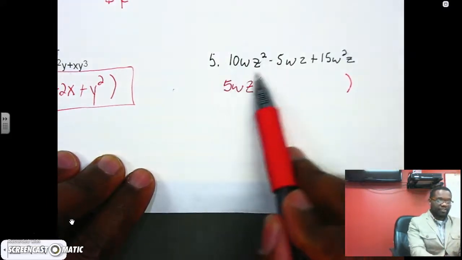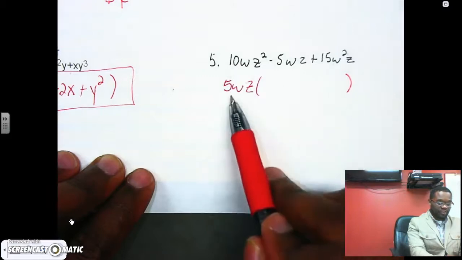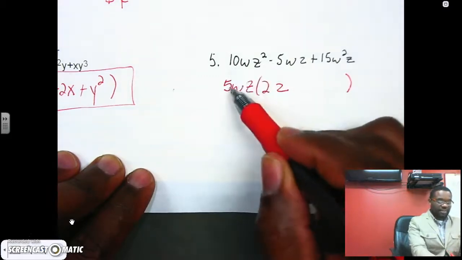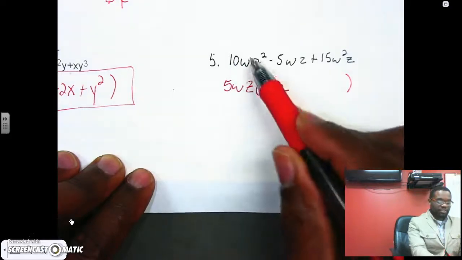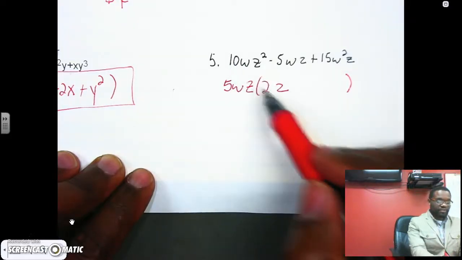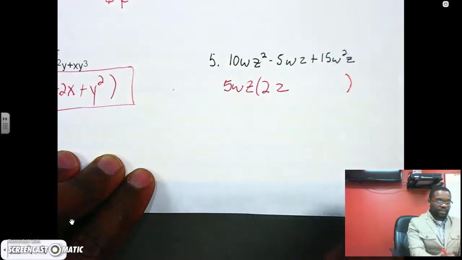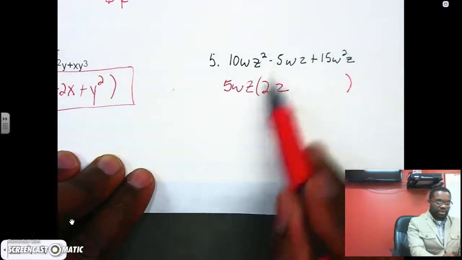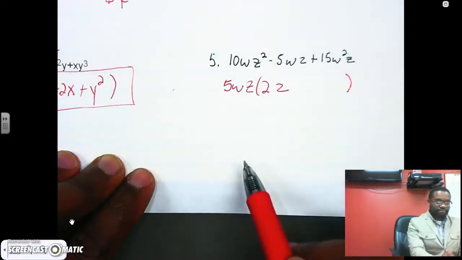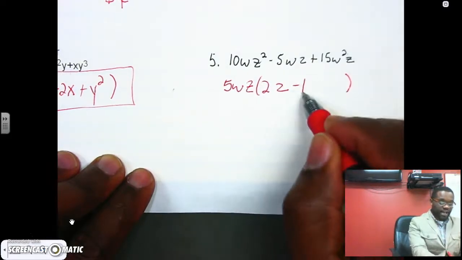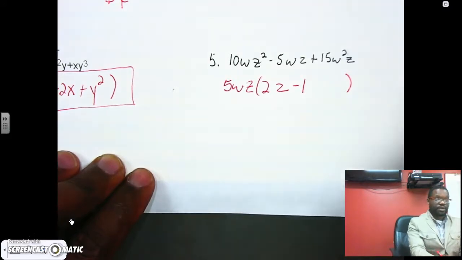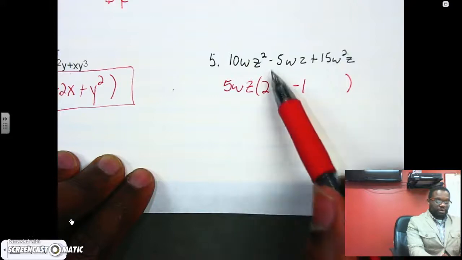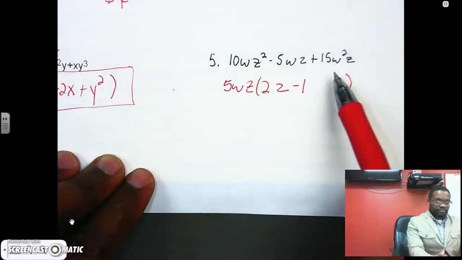Now, if I divide this first term by this right here, I'll get 2z. 10 divided by 5 is 2. The w's cancel out. Z squared divided by z to the first power is z. If I divide the middle term by this, what do we get? That's right, negative 1. I know you said negative 1 because I can read your mind. It's the same thing divided by itself, which is 1, but that's a negative, so that's why it's negative 1.